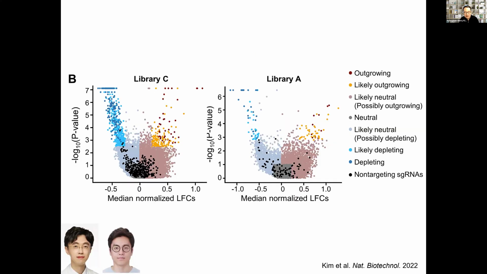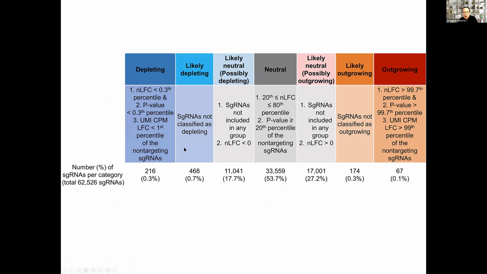So using this volcano plot, we classified guide RNAs into depleting, neutral, outgrowing, and likely neutral, likely depleting, and likely outgrowing. So we classified them into 7 functional groups. Using this method, we classified 62,000 guide RNAs.